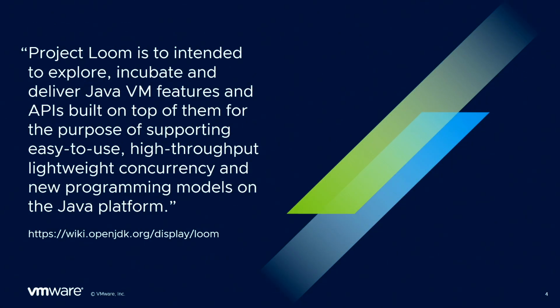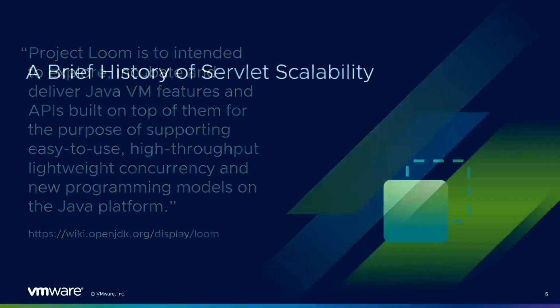So why are we talking about Project Loom? Well, looking at the description of Loom from the front page of their wiki, really the bit that stands out is that easy-to-use, high-throughput, lightweight concurrency. So is that actually true, essentially? How do we measure it? What does it mean for web applications? And that's what I'm going to try and dig into a little bit in this session.